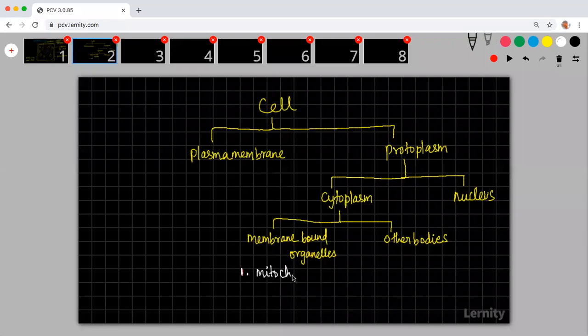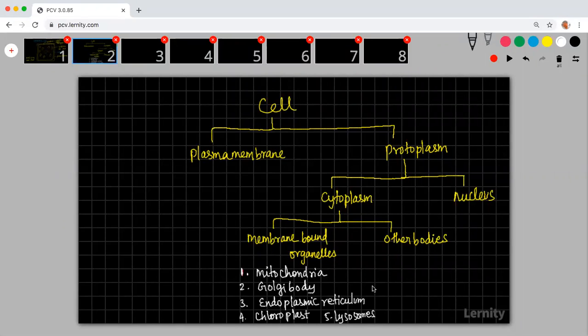mitochondria, Golgi body, endoplasmic reticulum, chloroplast, and fifth one is lysosomes. These are all there. Okay. And then you have other bodies. Okay, you have one more category which is there, which is non-membrane bound.